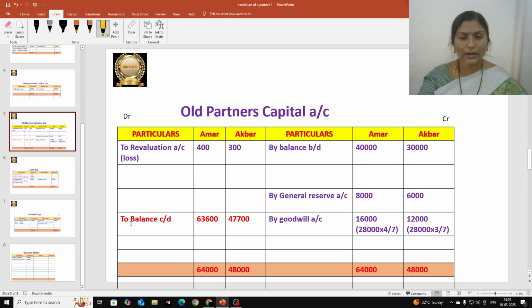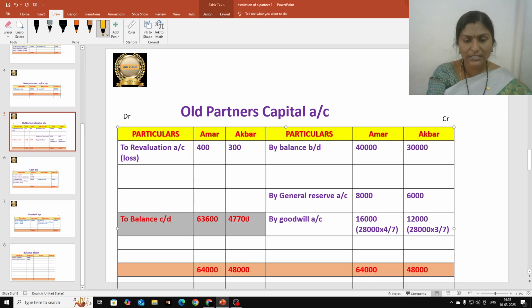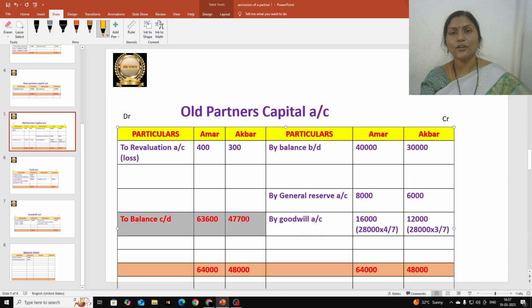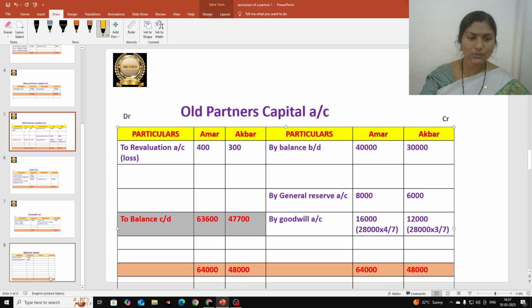So we came to old partners capital account. We should see the balance carried on. Amar is having 63,600 and Akbar is having 47,700. These two we will take in the new balance sheet as their capitals, because we prepared their account. There are some changes. We added some items, we distributed something to all partners. So at last their capitals are this much. This should be shown in the new balance sheet along with the new partner capital. Okay, let us go there.